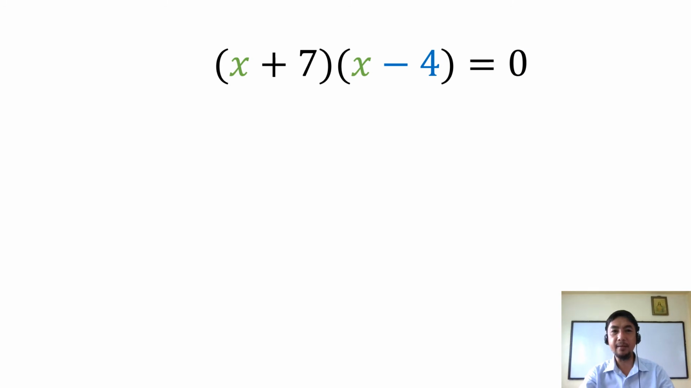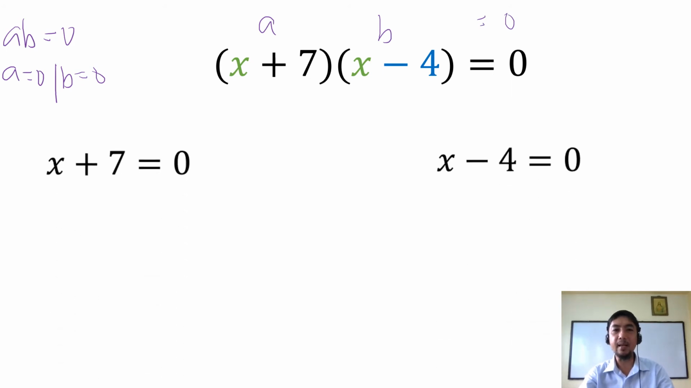we need to use again the concept of a times b equals 0, wherein a equals 0 or b equals 0 or both. Okay? So, ito is a times b equals 0. So, ibig sabihin nun, equate lang natin yung factors na x plus 7 and x minus 4 sa 0 and then solve for x. So, we are going to transpose positive 4 to the other side. So, mag-change ang sign niyan.